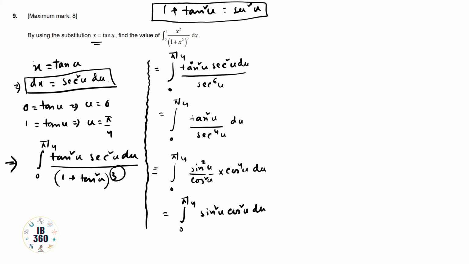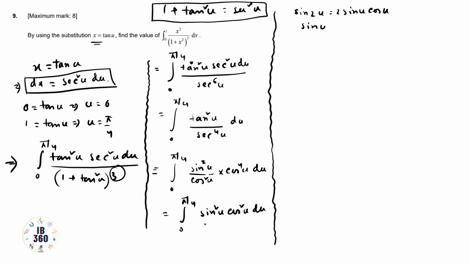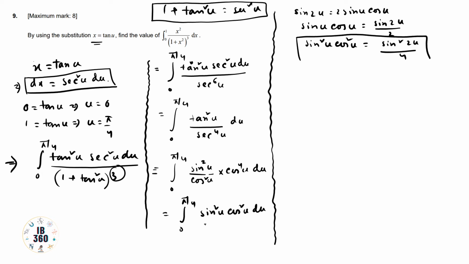Now here again you have to apply another property to find this answer. If you remember, sin 2u equals 2 sin u cos u. So sin u cos u equals sin 2u by 2. So sin square u cos square u is basically sin square 2u divided by 4. You have to substitute this value in the integration.